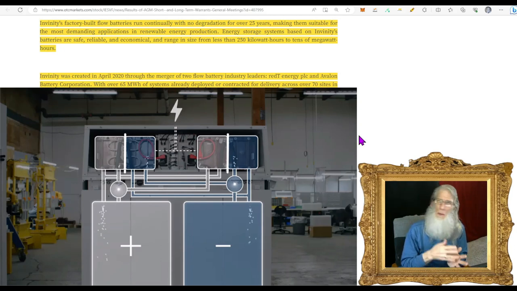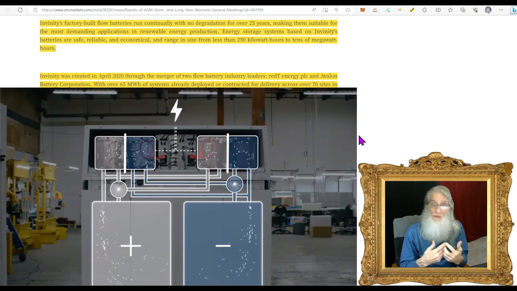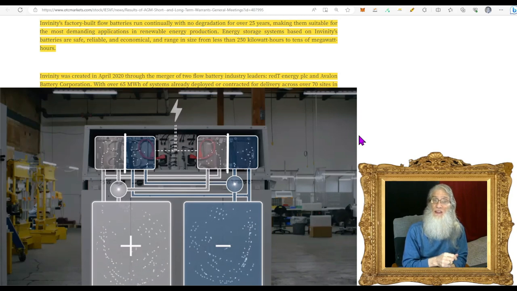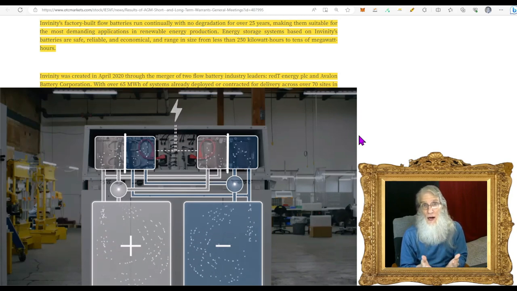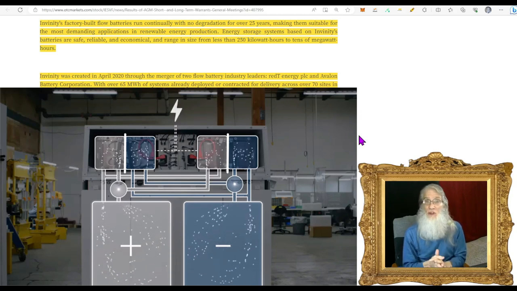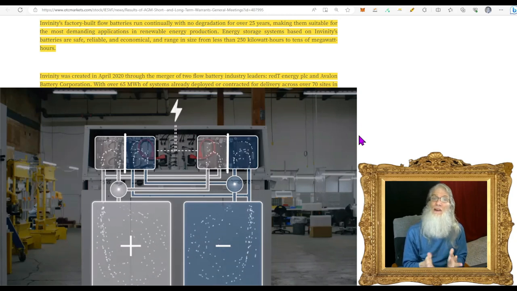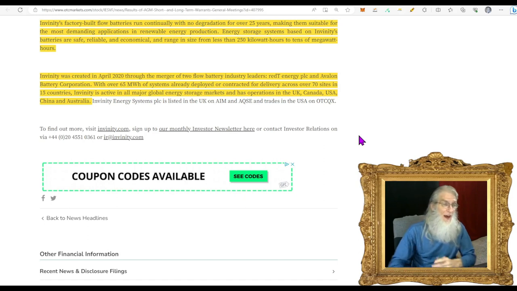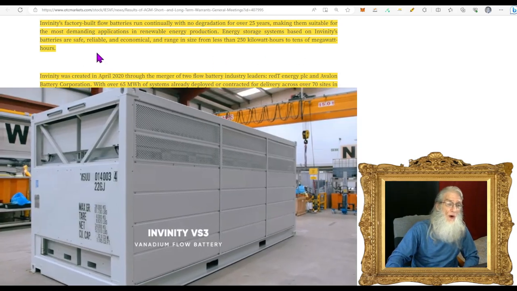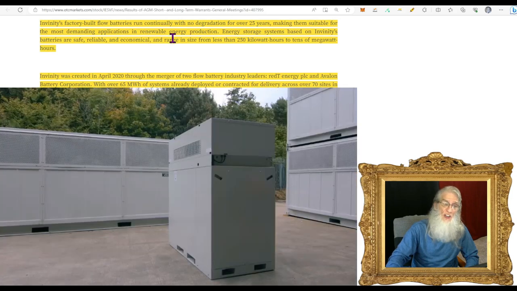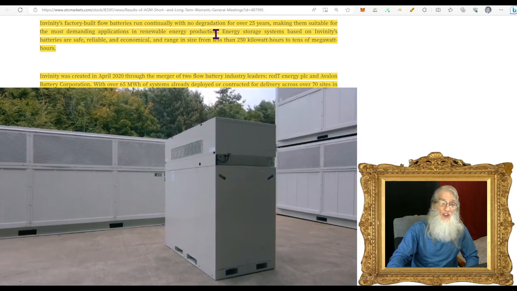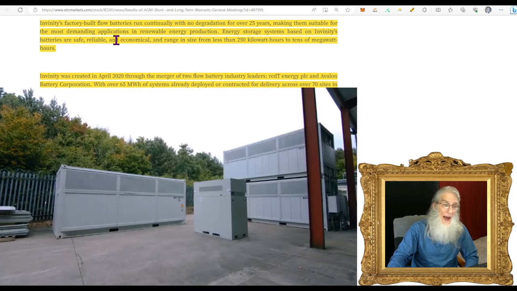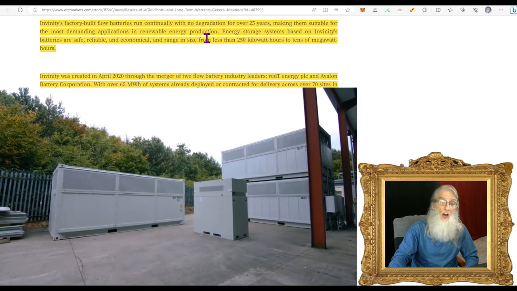And because there's no chemicals or anything like that, most of it is plastic and not steel. And catch this, they say this thing will run indefinitely. But because you can't put that on paper, they give it a 25-year lifespan at the least. So they tell us here that Invinity's factory-built flow batteries run continually with no degradation for over 25 years, making them suitable for the most demanding applications in renewable energy production.